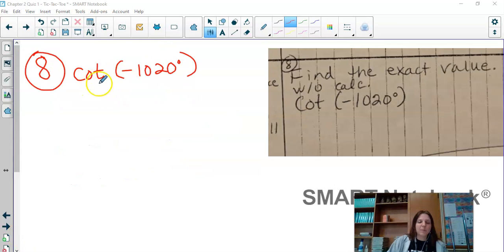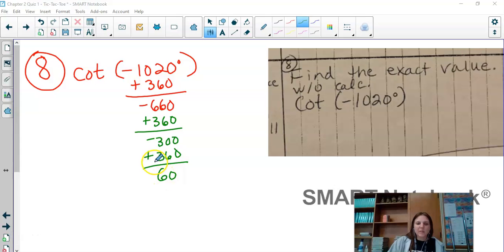In this question, I'm going to find the cotangent, and I need to first find an angle that I can graph. So find an angle coterminal to this by adding 360. So I have 60 degrees, and I'm going to graph that on a coordinate plane.